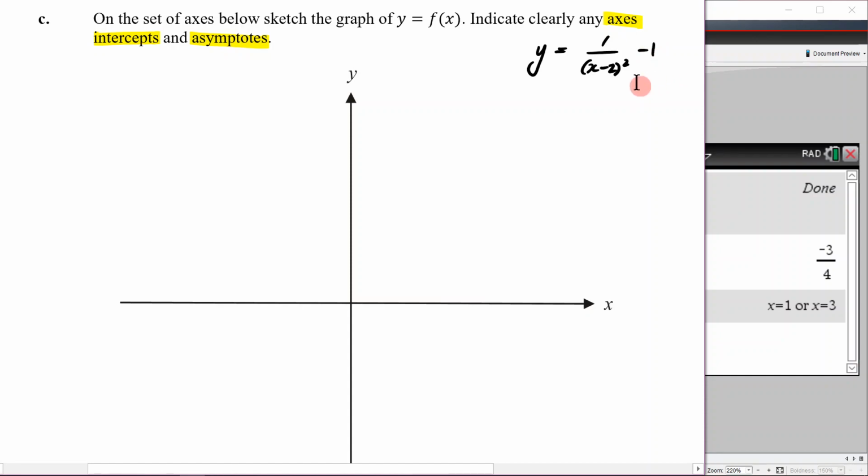We need to be able to identify immediately that this is a truncus. And because it's a truncus, we know what the general shape of it's going to be, and we know it's going to have 2 asymptotes. One of the asymptotes, because I have x minus 2, is going to be at x is equal to 2. It's being moved 2 to the right. So let's put that in. And the other one will be y equals negative 1. So right here.